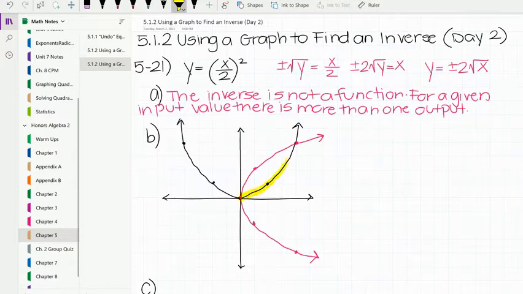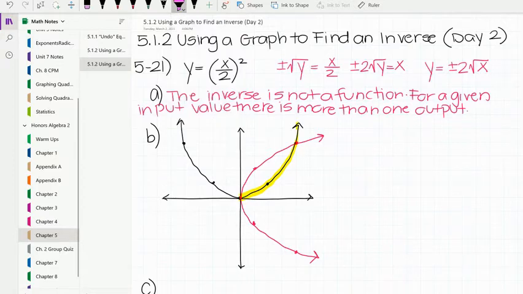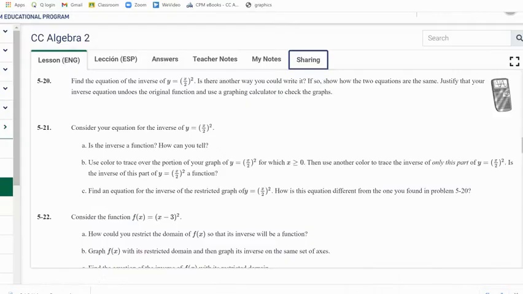It's saying to trace the part where x is greater than or equal to 0. That would be this piece right here. Then if we graph the inverse of that piece, they want us to trace it, and it would be this piece right here. So that would be for part B. We traced the x greater than or equal to 0 part for the function, and then we graphed that exact piece for the inverse.